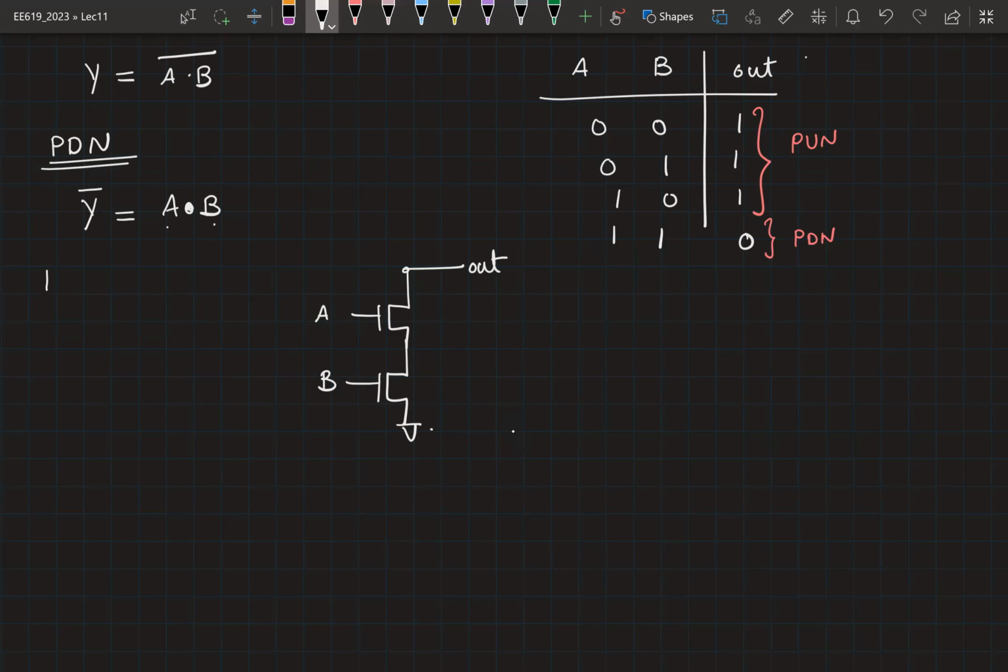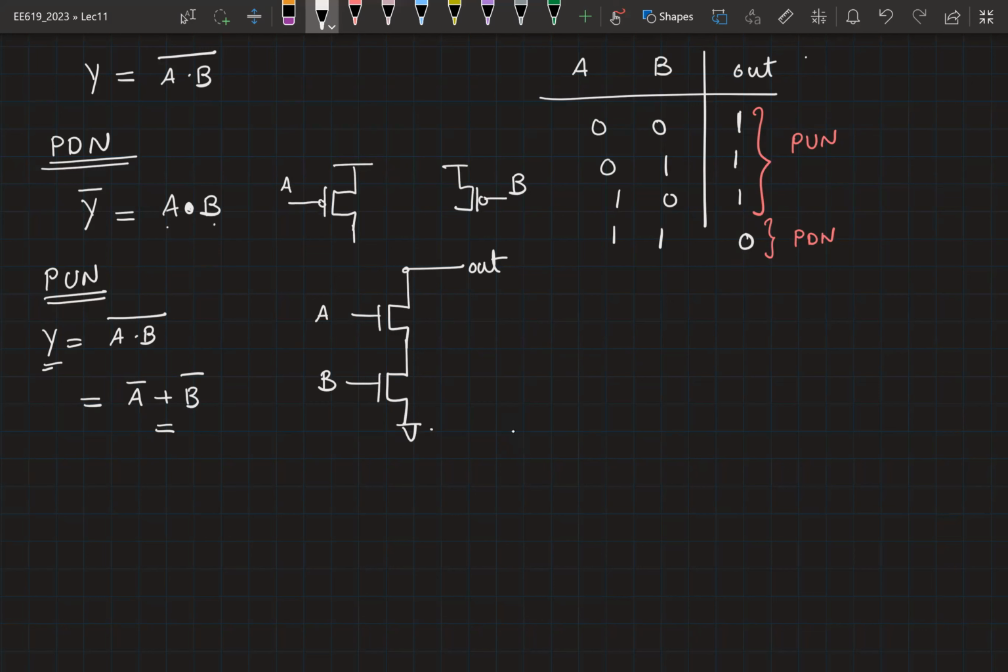Now to implement the pull-up network, I will look at A dot B the whole bar. I want to get the states when the output is equal to 1, but in terms of zeros for A and B. That means I should have A bar and B bar in the expression, right? So I can easily use De Morgan's law and write this as A bar plus B bar. Okay? So if you have the OR condition, by now we know that they have to be in parallel. So you have A and B in parallel lines. Should I write A or A bar here? It has to be A, right? Because when A is zero is when you get this. So this is a very easy NAND circuit.